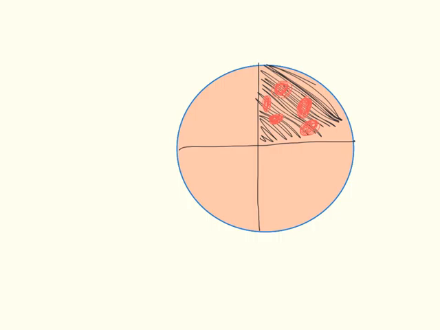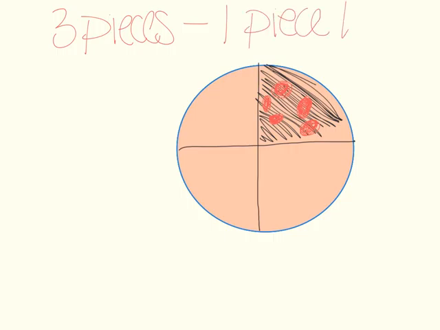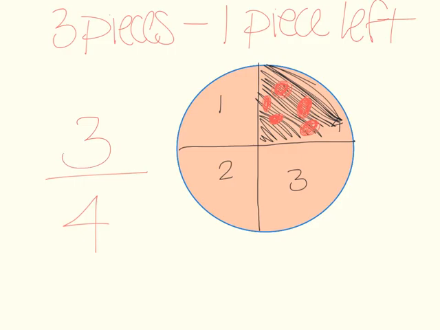How many pieces did they eat? So 3 pieces gone, 1 piece left. So how many pieces did they eat? If we count this up as a fraction, we have 1 piece, 2 pieces, 3 pieces, 4 pieces. So our denominator would be 4. How many pieces did they eat? We have 1 piece gone, 2 pieces gone, 3 pieces gone. 3/4, they ate 3 of the 4 pieces of pizza. And that will be your answer.